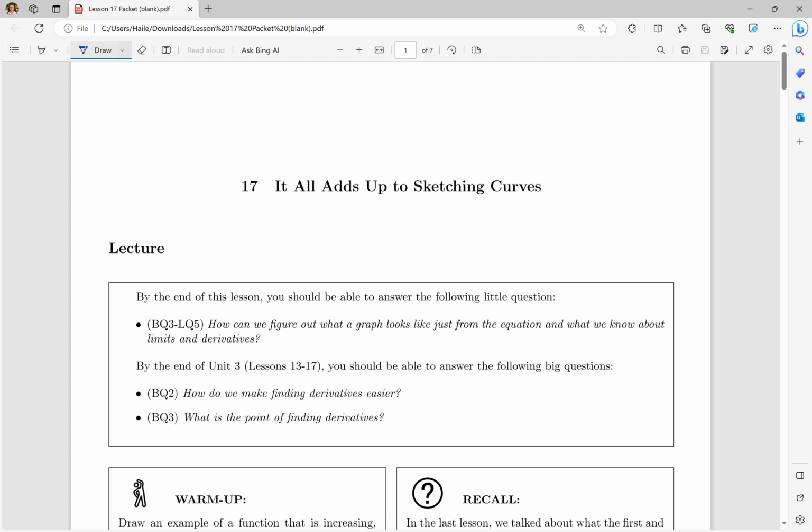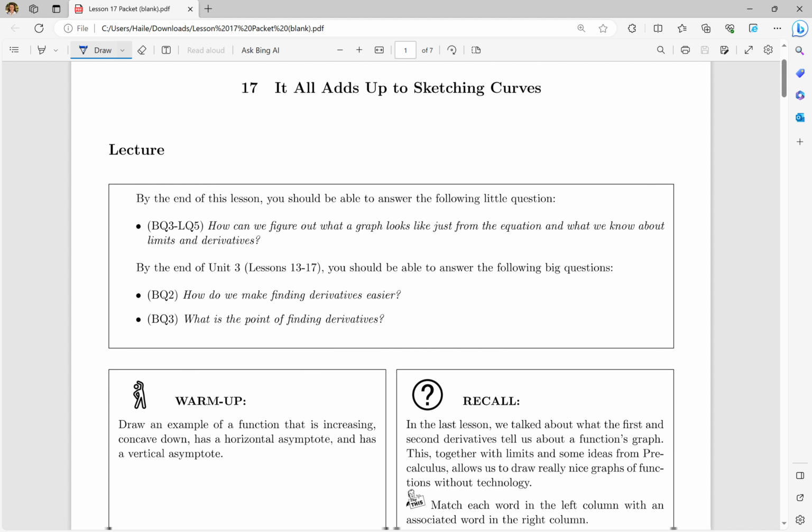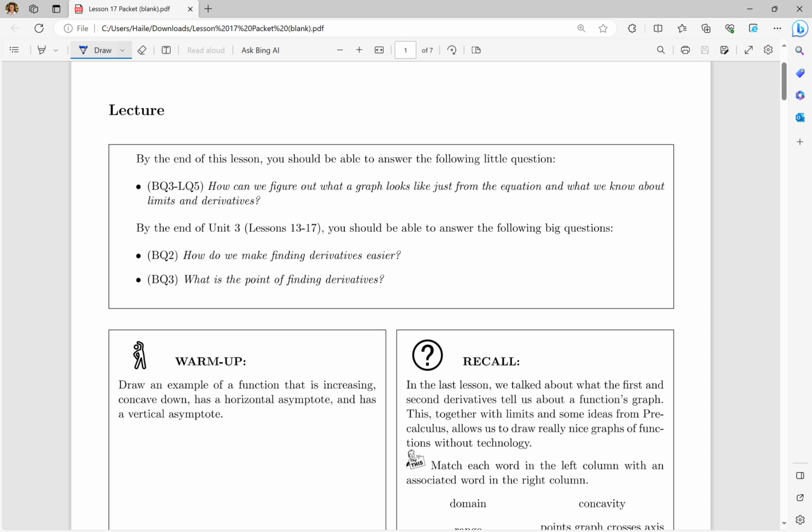But the bottom line is, using all of the things that we've learned so far, all of the concepts, we can get some very nice pictures of graphs without a computer or calculator. So by the end of this lesson, you should be able to answer the following little question. How can we figure out what a graph looks like just from the equation and what we know about limits and derivatives? And by the end of Unit 3, we're still in that big question in the second half of Unit 3, what is the point of finding derivatives?